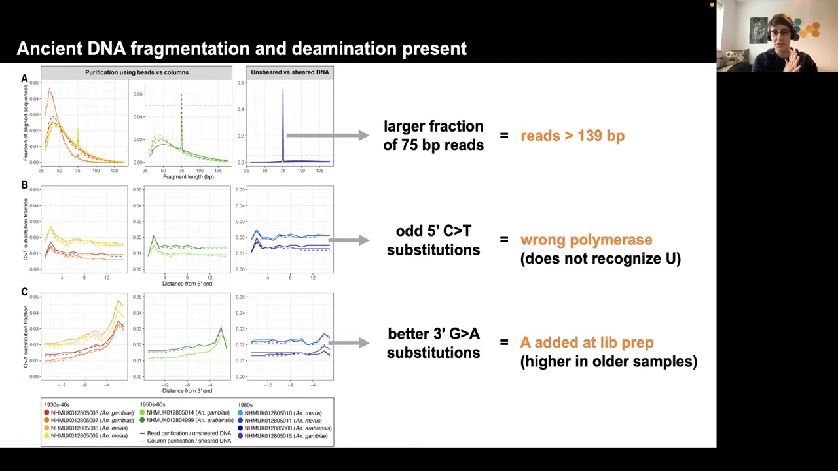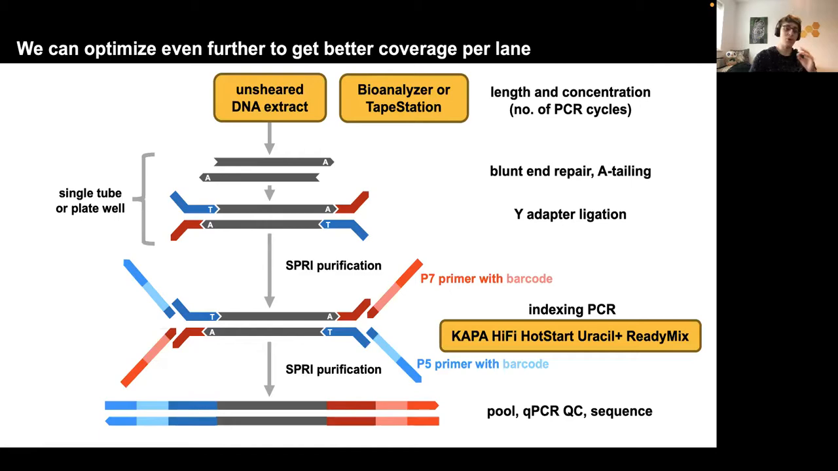So these sequences are deaminated. And so in the next set of experiments, one of the most important things we did is that during indexing PCR, we made sure to use the correct polymerase. Luckily for us, Kapa HiFi also makes a Uracil Plus hot start ready mix. So it was easy enough to switch. We used the same one, but without the Uracil Plus, for present-day samples.